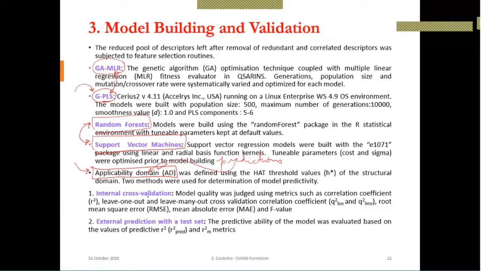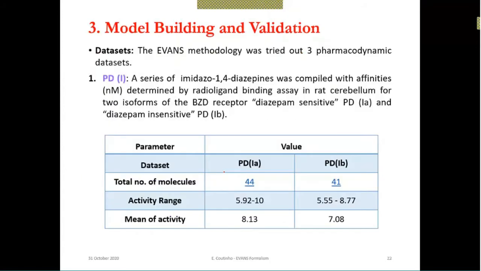If you're trying to predict a particular endpoint for a molecule and the molecule does not lie in the applicability domain in which the model was built, then you have to be very careful with your predictions. Therefore, the applicability domain is a very important criterion to understand how much confidence we can have when predicting the endpoint of any new molecule that is outside the training set and the test set. I'll talk a little bit about the applicability domain later on.